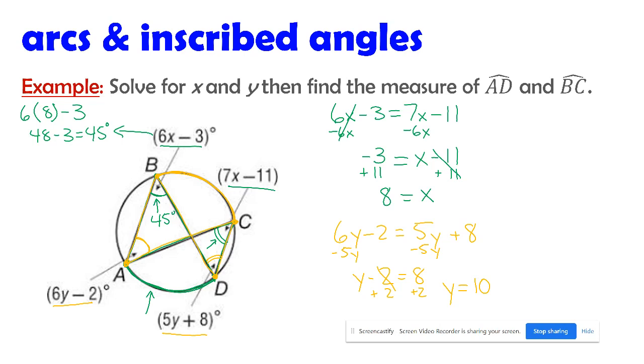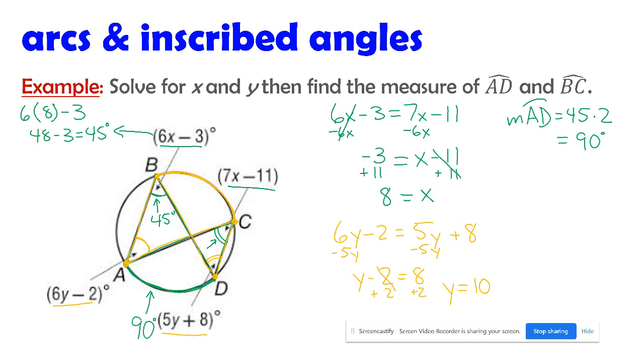What I'm trying to find is arc AD. This goes back to the very first slide, and the very first thing we learned about this: to get the arc, you take the inscribed angle and you double it. You multiply it by 2. So the measure of arc AD is going to be equal to that 45-degree angle times 2. So it's going to be 90 degrees. 45 times 2 gives us 90 degrees.